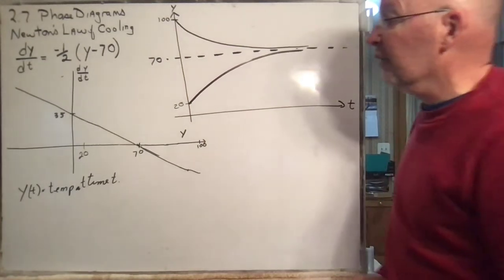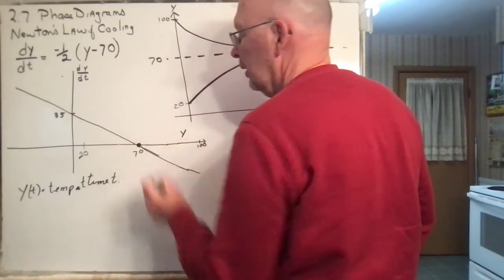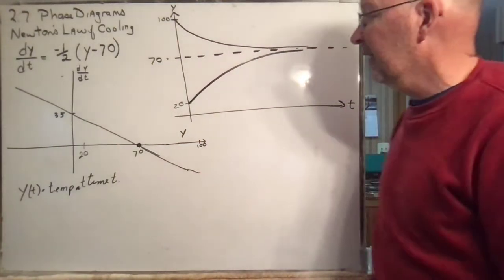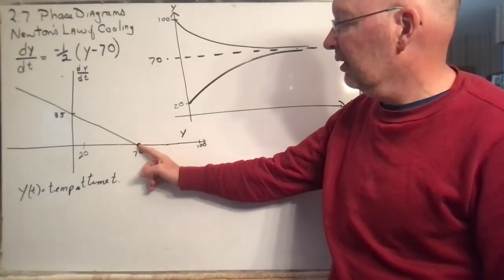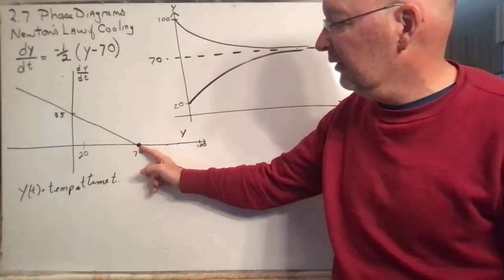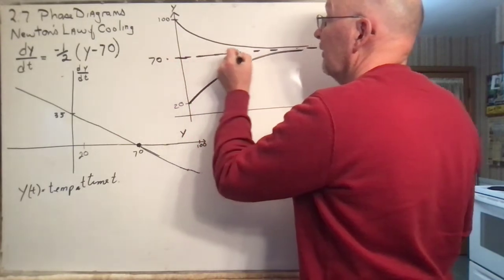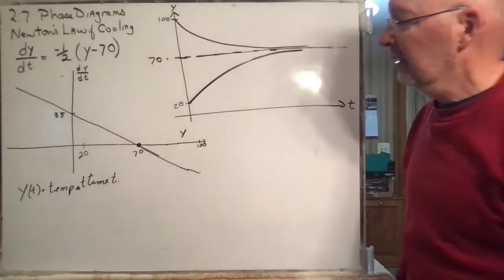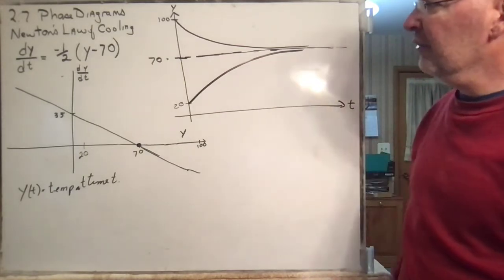I guess there's one other example. What happens if something is already in the room? Or you take something out of the oven, but the oven is not on and it's 70 degrees. Then what happens to the object? Well, notice that now the derivative is 0, which means that the temperature doesn't change. So if you start at 70, you're just going to stay at 70. So it's going to look just like that. So that's the way it works. So there's an example.